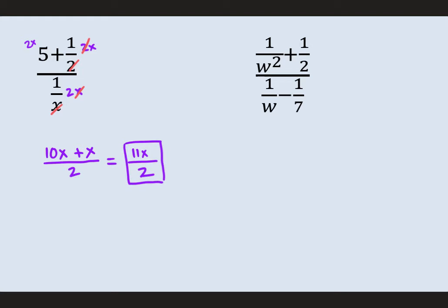The next one's a little trickier just because it's more complicated looking. We have to figure out the least common denominator here. We have w squared, so we need at least a w squared. That'll help with this one as well. And we have a 2 and a 7, so the least common denominator for 2 and 7 is 14. So it's 14w squared, and everything gets multiplied by 14w squared.